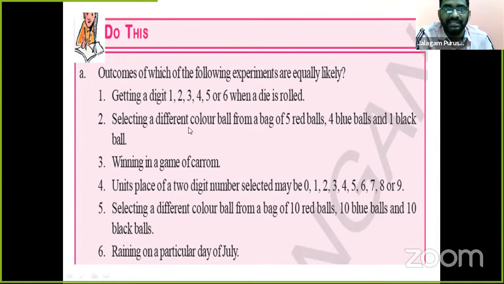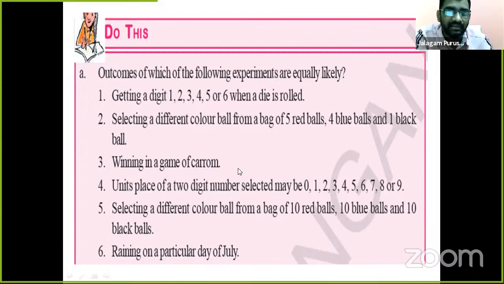And then number 2, selecting a ball from a bag of 5 red balls, 4 blue balls, and 1 black ball. In the bag, how many red balls are there? 5 red balls. How many blue balls? 4 blue balls, and 1 black. We may pick out 1 ball. Is it equally likely? Imagine. Yes children, it is not equally likely. Why? Because here the chance of a red ball is very high, higher than blue or black. The red ball's chance is higher, more than 4 blue balls or black balls. So it is not equally likely.